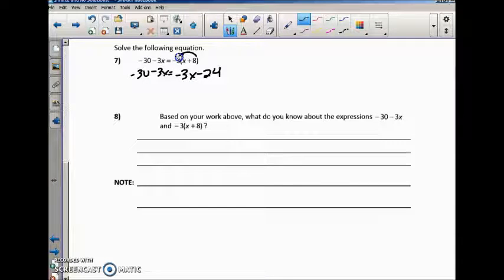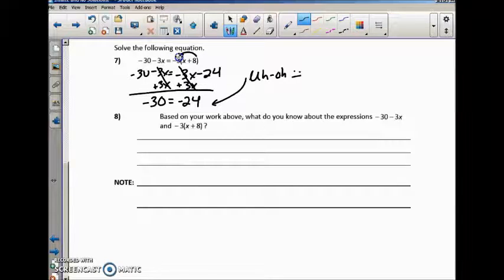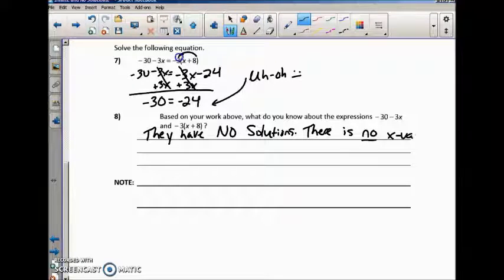Alright, so here is where we kind of go into uncharted territory, at least for what we've done this year so far. As I distribute, I see the 3x's cancel. Now we're left with -30 equals -24. And what does that do for me? Since the variables have canceled each other out, and we're left with a false statement, then we would say that there are no solutions, as you see the writing coming up now.